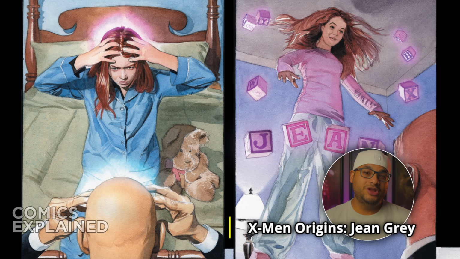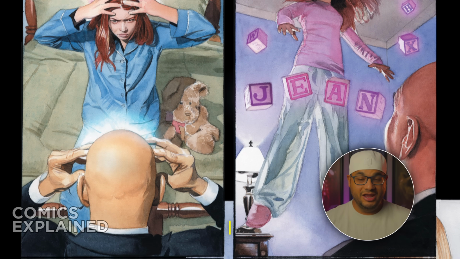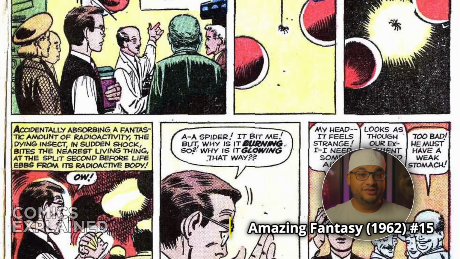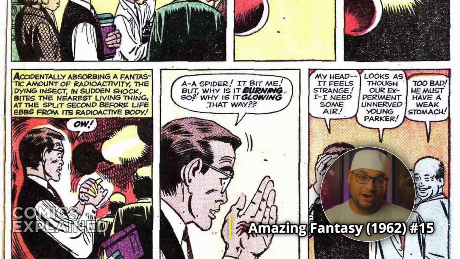Mutants are individuals who gain their powers by way of the X gene. Mutates are individuals who gain their powers due to some external factor. A good example of this, Spider-Man being bitten by a radioactive spider.